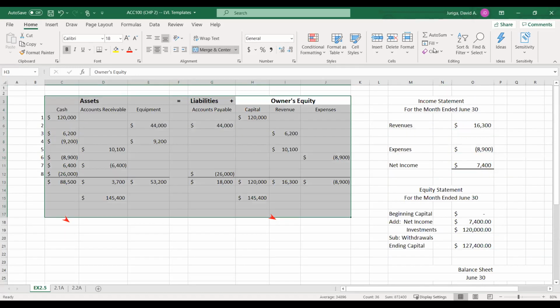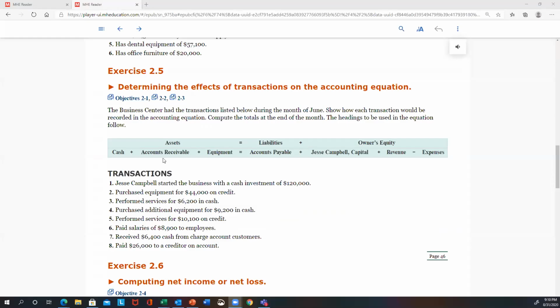All right, going back to this problem, are there any questions on exercise 2.5 and anything that I just showed you? I took this problem farther than what they did, okay? I not only recorded these, but I actually did the 3 basic financial statements, just to show you how you would prepare those after you did the equation.